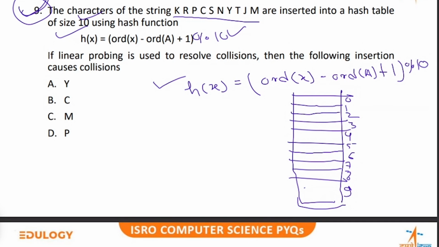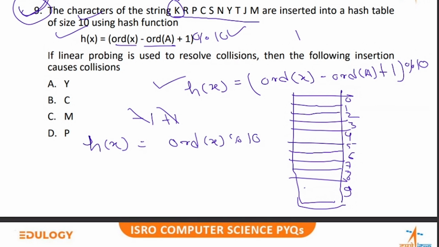You know what is the meaning of order now? The position at which they are located. Simple. Order of a is 1. So the plus 1 and minus 1 always cancel out. So we can simply say x = order of x modulo 10. This is how we can simplify our hash function. So now it is very easy.